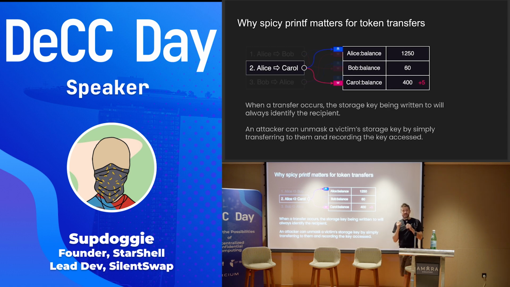And this is what storage access patterns means. You can infer that there is some correlation just by the patterns. So in this example, Alice is transferring to Carol. We're reading Alice's balance, we're writing Carol's, and this is the problem. So next slide, please.